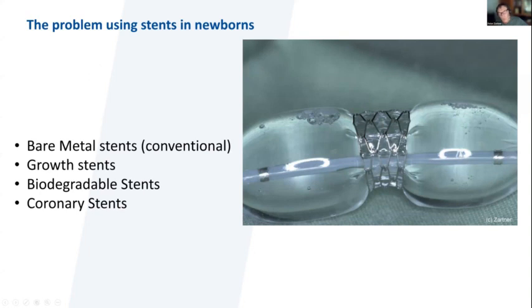Every stent, or most of the stents, have an upper maximum diameter, which limits the growth of the vessel. I'm going to talk about four groups: the bare metal stent, just one slide, growth stents, biodegradable stents, and coronary stents used for treating coarctation.